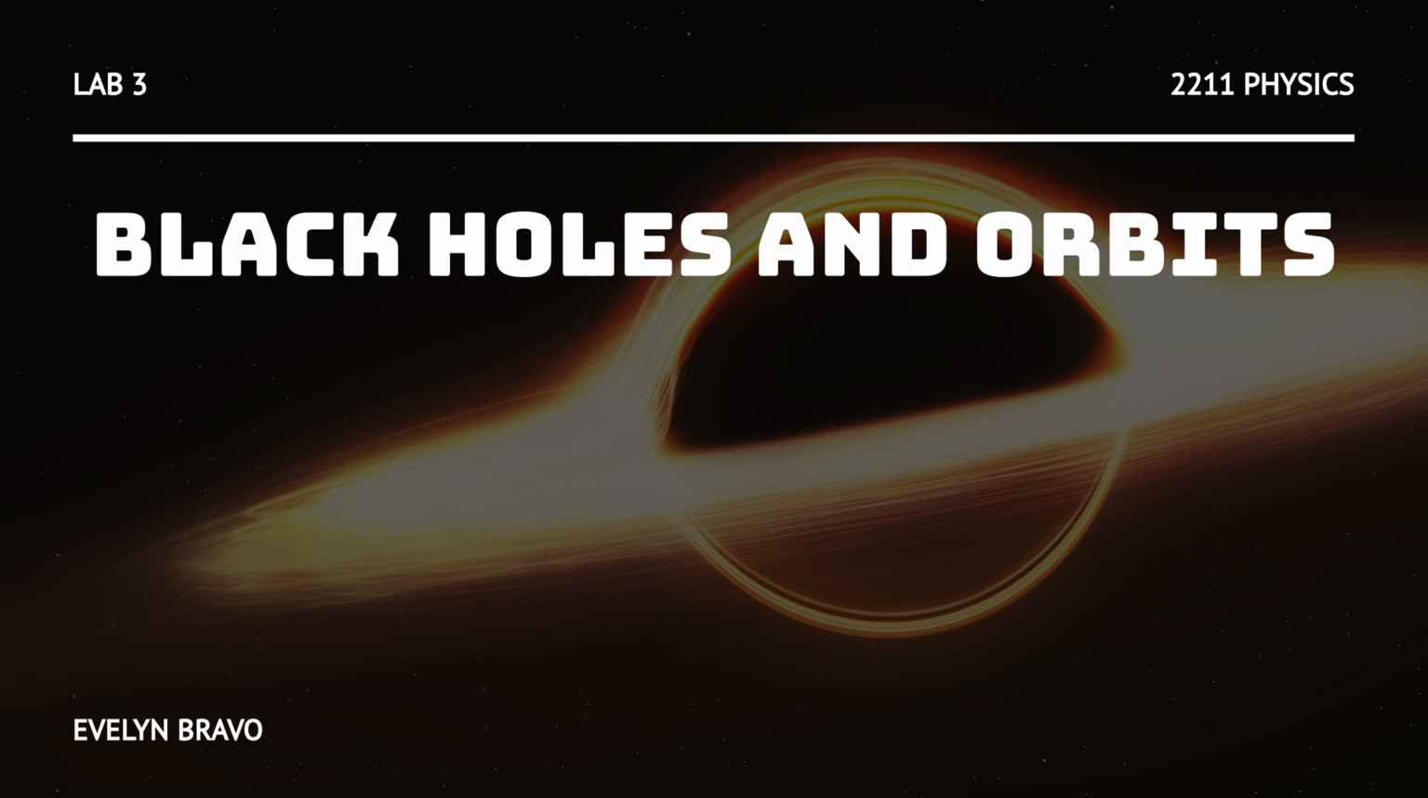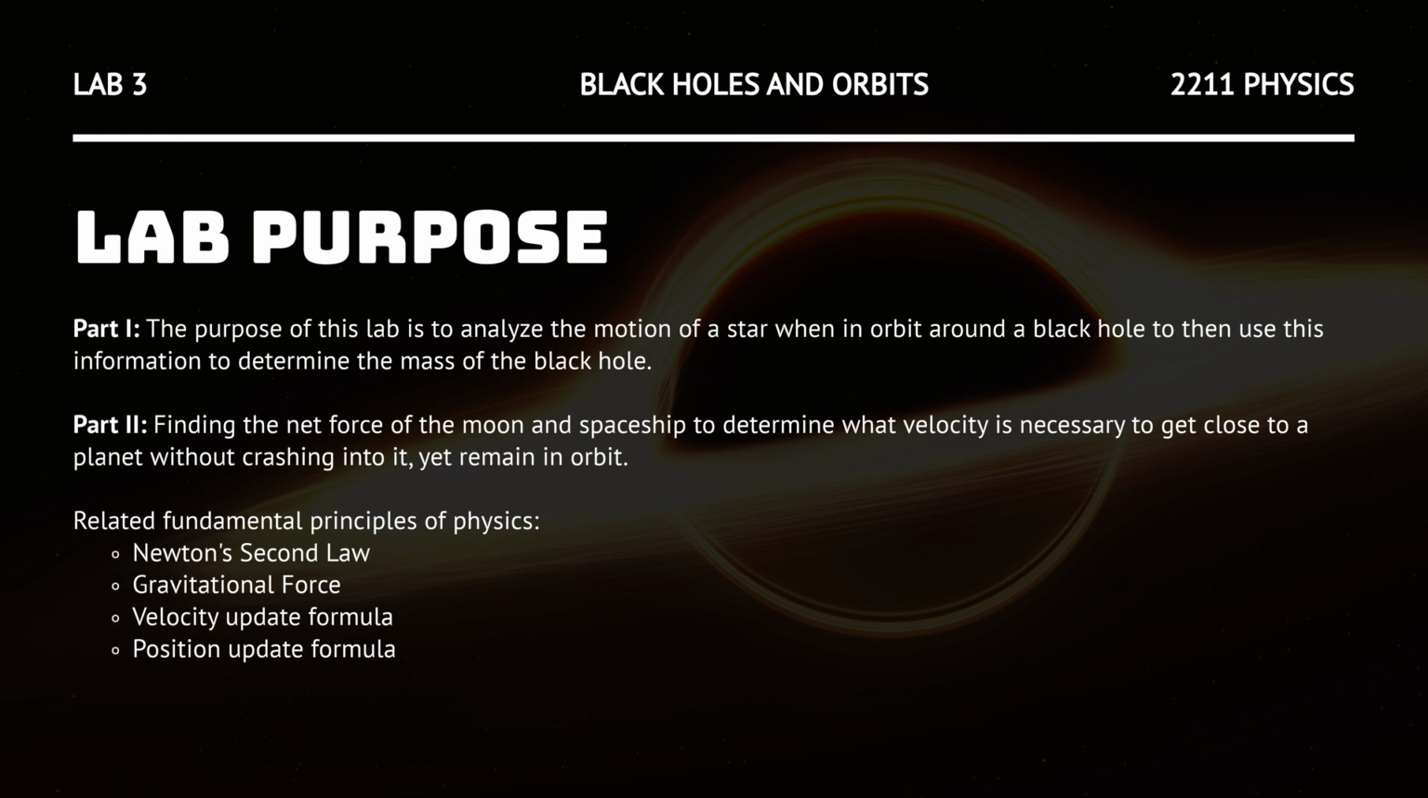The purpose of Part 1 of the lab is to analyze the motion of a star in orbit around a black hole, and then use this information to determine the mass of the black hole. For Part 2, the purpose is finding the net force of the moon and spaceship to determine what velocity is necessary to get close to a planet without crashing into it, yet remaining in orbit.